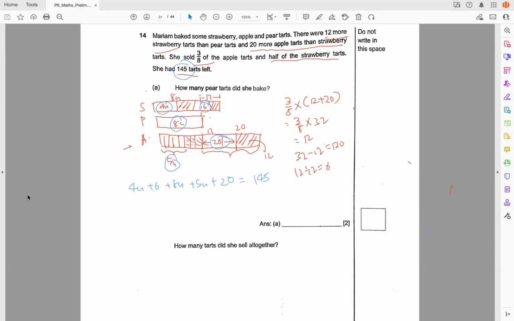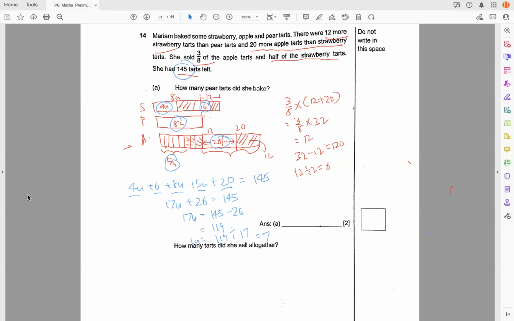All these got to be equal to 145. So let's group all the units together. 4U plus 8U plus 5U, you get 17U. 6 plus 20, you get 26. So 17U will be equal to 145 minus 26. That gives you 119. 1U is equal to 119 divided by 17, and I get 7. 1U is 7. Any question? So when I do this, is it familiar to you? We have been doing this so many times. You draw the model, then you remove the proportion and redraw the model if you need to.